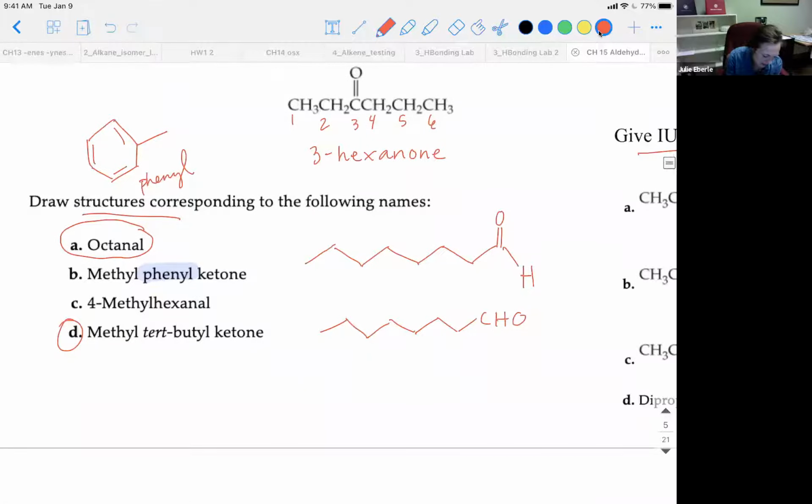All right, anybody got D, methyl tert-butyl ketone? Well, I know I've got a ketone and it's in the middle. On one side, I have a methyl group. On the other side, I have a tert-butyl group. What is tert-butyl?